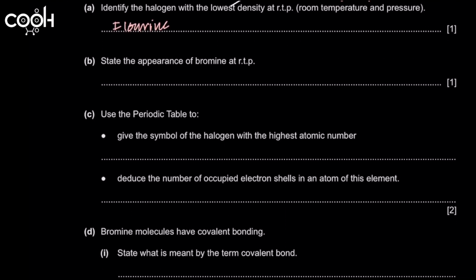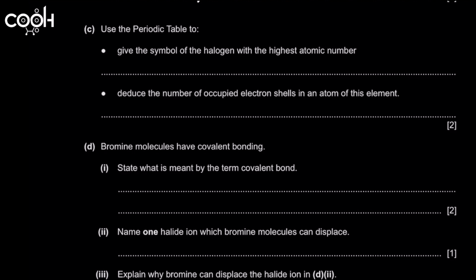State the appearance of bromine at room temperature and pressure. So bromine is a red-brown liquid. That's its appearance. Appearance also includes the state, right? Use the periodic table to give the symbol of the halogen with the highest atomic number.